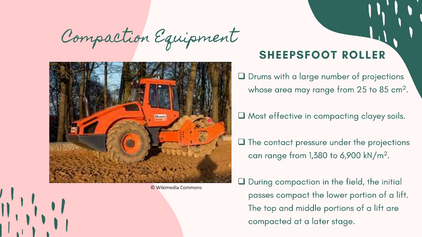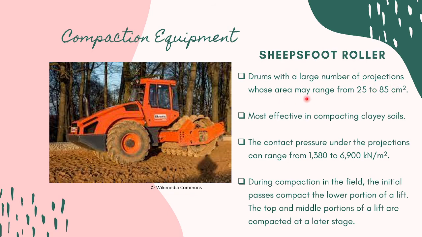Next we have the ship's foot roller. Sorry, the picture is a bit blurry, but in the ship's foot roller, the wheel is not smooth and it has smaller projections that look like the foot of a ship, and these are drums with a large number of projections. You can see the small ones. They look like the foot of a ship. That's why it's called the ship's foot roller.